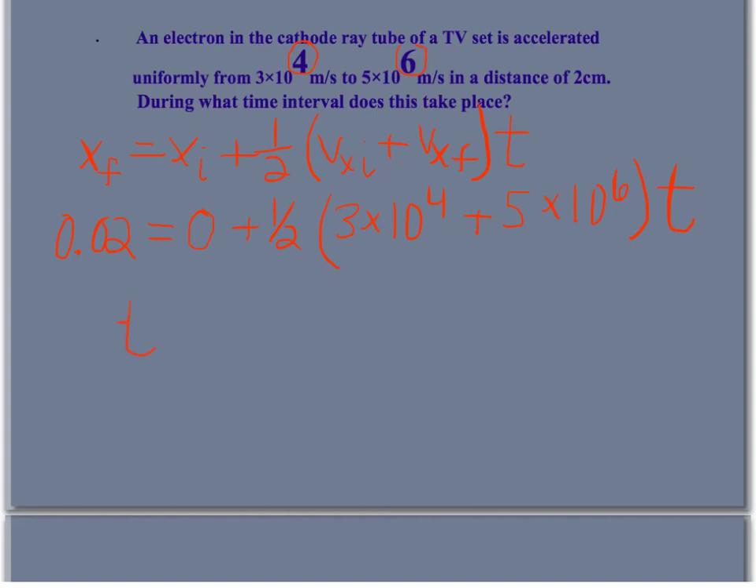Take a second and solve for your t, see what you get. You should find that the time is equal to 7.95 times 10 to the negative 9th seconds. So hopefully you got that too.